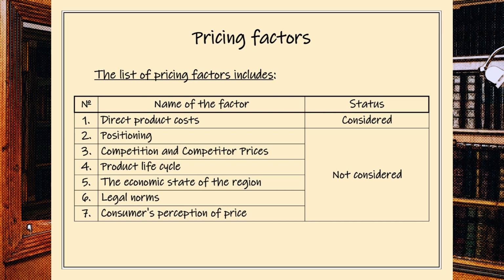In general, in order to set the price correctly, the following factors should be considered, as shown on the slide. First, direct product cost. Second, positioning, i.e. segment definition: luxury, mass market, or economy. Third, the competition and competitors' prices, presence of monopoly or competitive environment. And the last, fourth, marketing product life cycle.